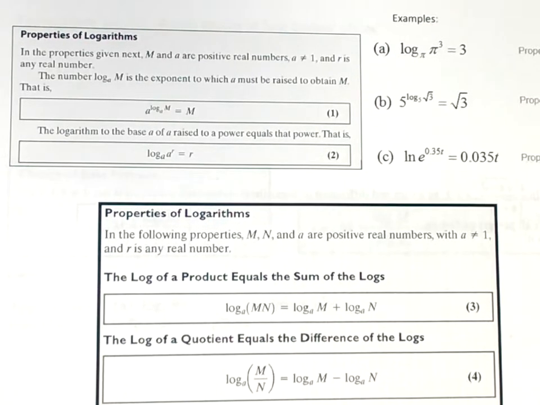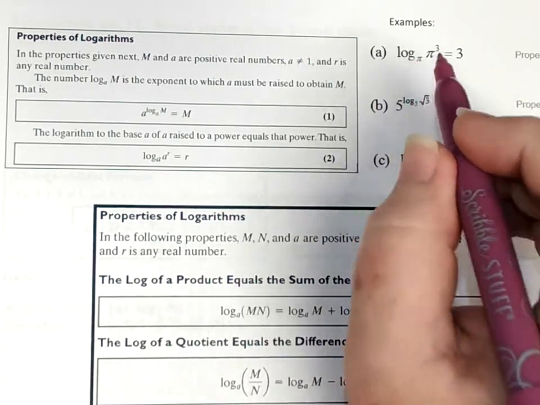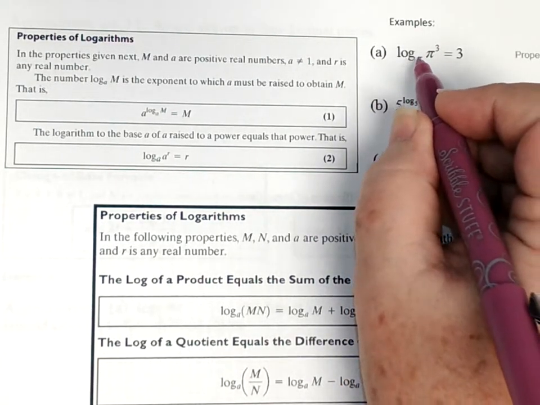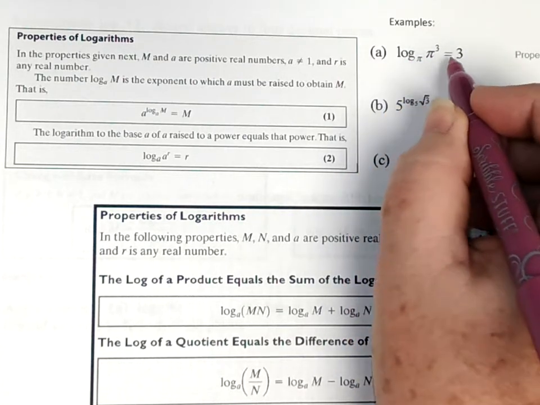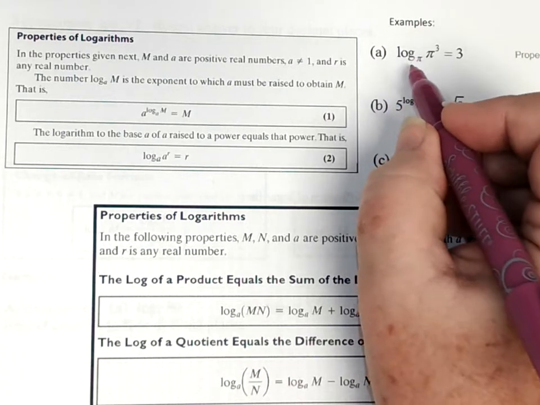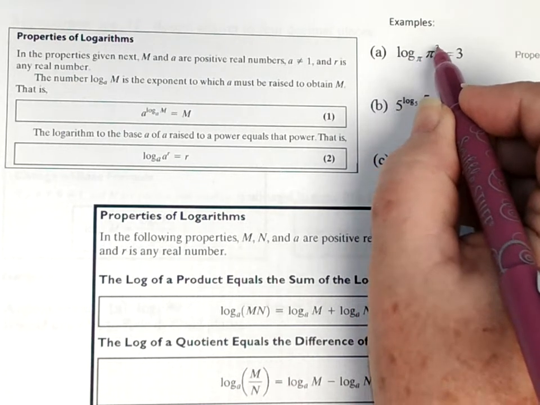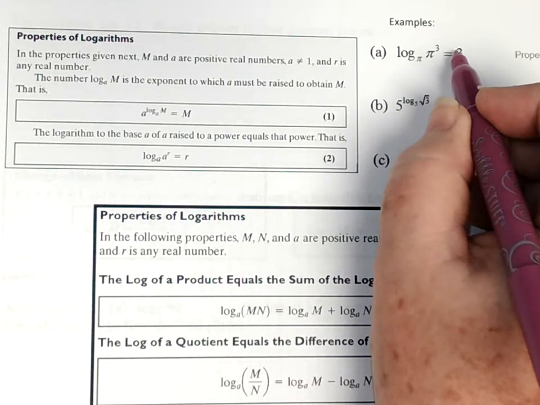So this is section 5.5, properties of logarithmic functions. And there's several properties that we're going to be learning today as we go through section 5.5. The first of which involves the fact that if we roll this logarithm into an exponential form, understand that what they're telling us here is that log base pi of pi to the third has a value of 3.